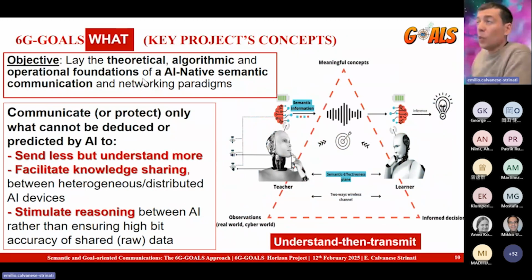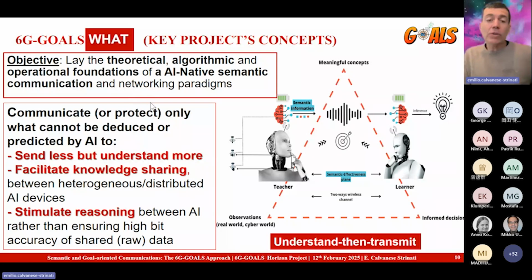So the project is really the key concept to work on this semantic approach to communication, and to lay out the theoretical, algorithmic, and operational foundation for a native communication system. The aim is, first of all, to compress. That's something most people understand at first hand. Because you're able to reconstruct, you add new layers of coding so that you compress more while still being reliable. And then you send less and understand more.